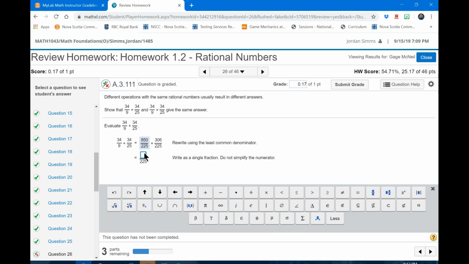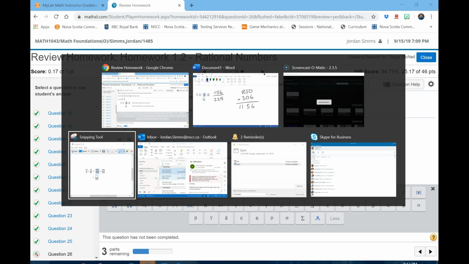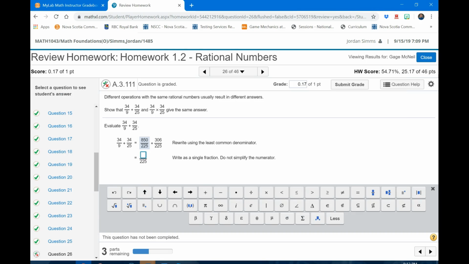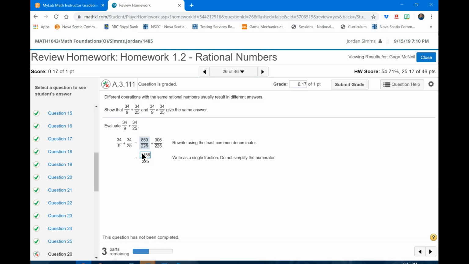Bear with me, I'll get my keyboard attached here. Trying to do this all fancy. What do we get there? 1156? Let's give that a shot. All right, so we can blast that in. Right? And that's effectively it.